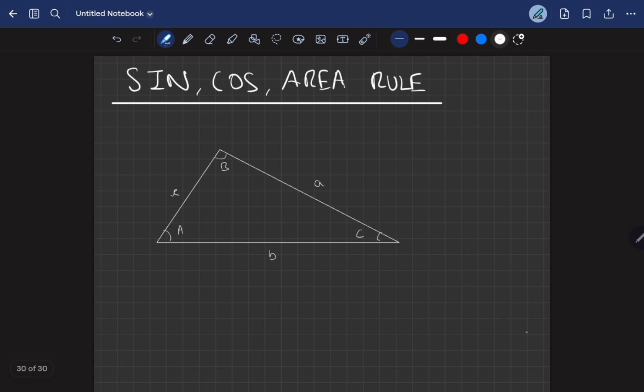And I've labeled the opposite side length to the angles as the lowercase letter. What I mean by that is, if you look at angle capital A, and you go to the opposite side, I've labeled that length as lowercase a. If you look at capital B angle, go to the opposite side, that side length is labeled as lowercase b. And this applies the same for angle C. The opposite side length is labeled as lowercase c. This is very, very important when we're talking about the sine rule, the cosine rule, and the area rule.